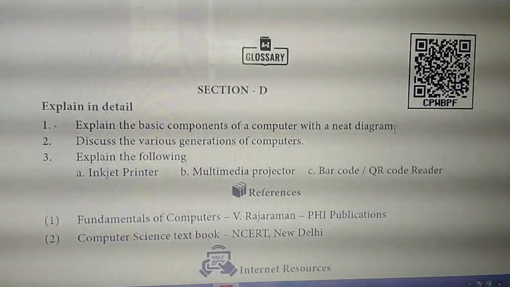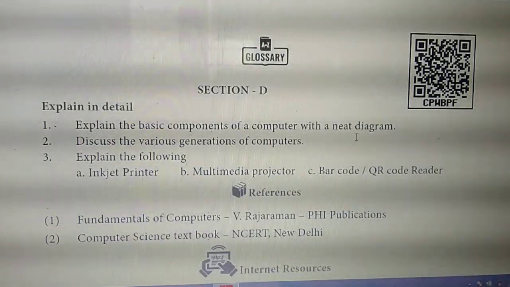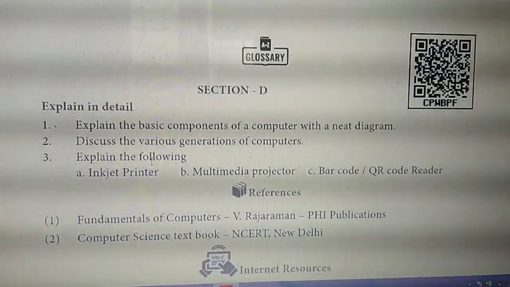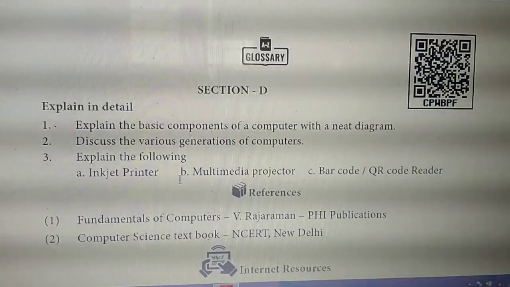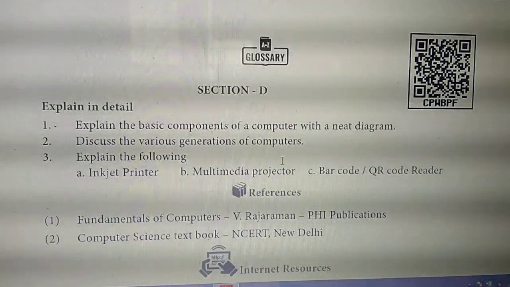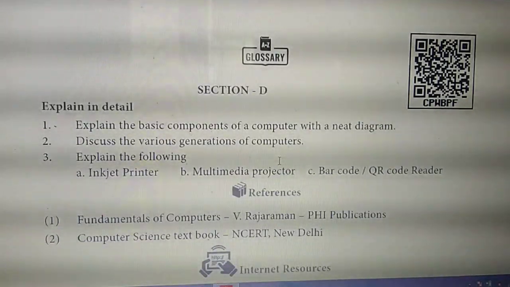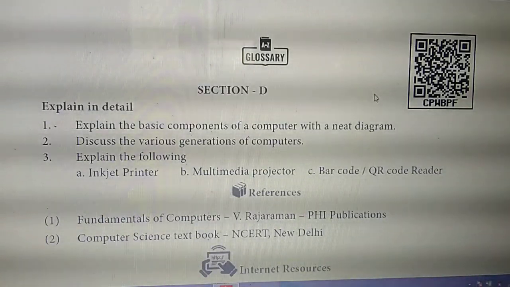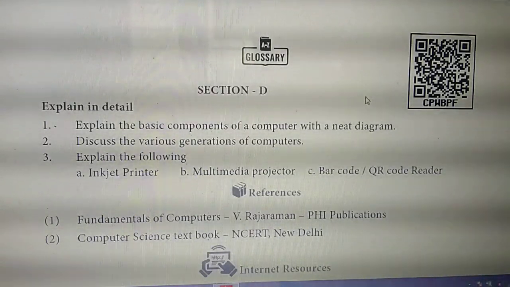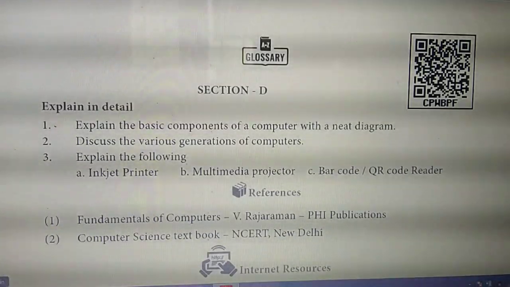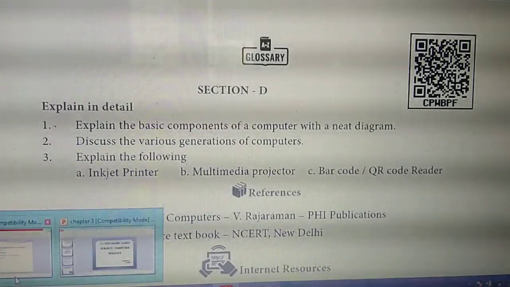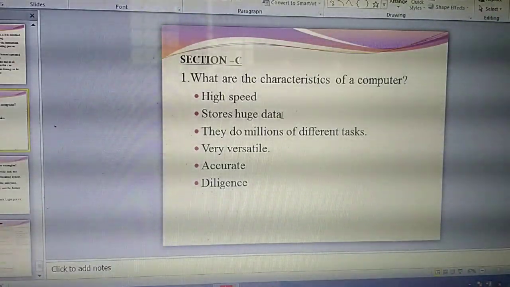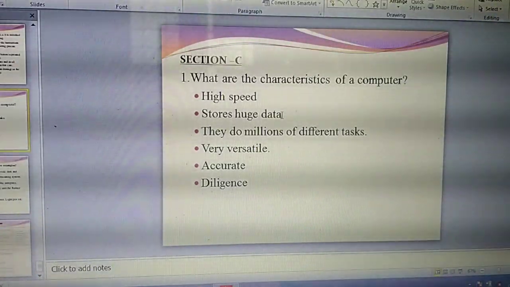Once more I am dictating. First question, page number 4 and 5. Second question, page number 1 and 2. Third question, inkjet printer, page number 9. Multimedia projector, page number 9, barcode reader, page number 7. Have you all marked? Now one by one we are going to mark the question answers. Section C, first question: what are the characteristics of a computer?